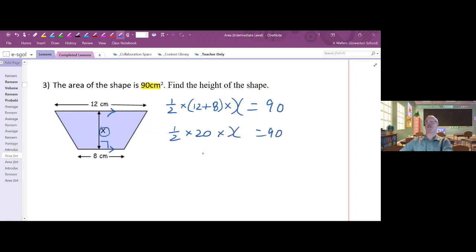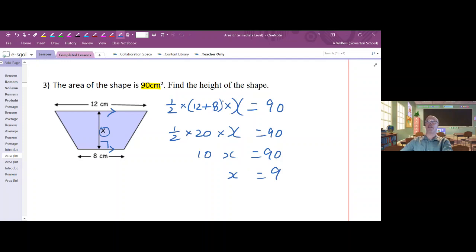So a half of 20 is 10. I'm going to drop the times because we tend not to use that in algebra. 10x equals 90. So you're multiplying by 10 on the left. When you take it over to the right, you divide by 10. So we're able to say that the perpendicular height is 9.